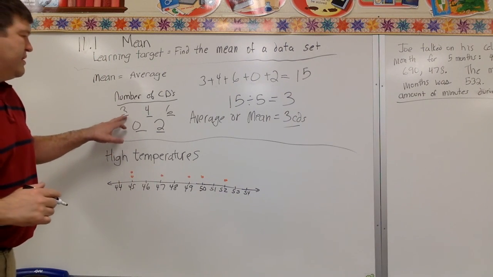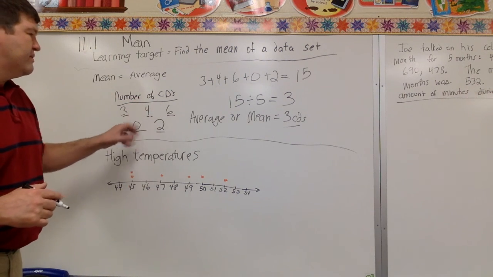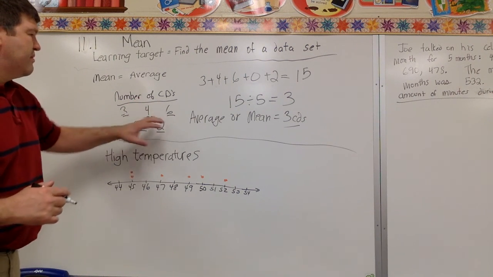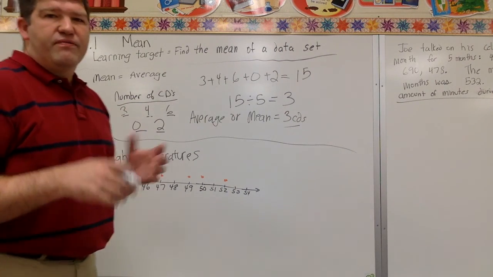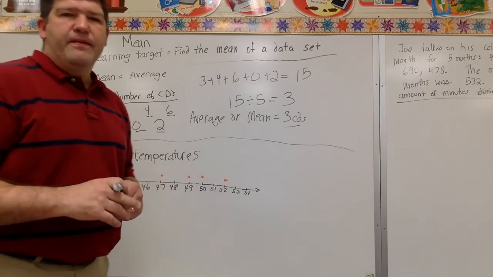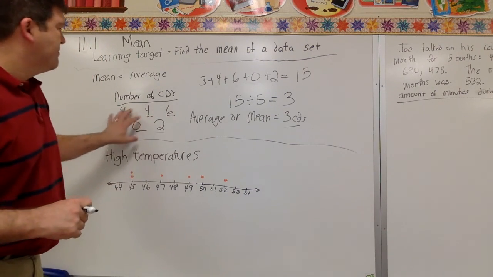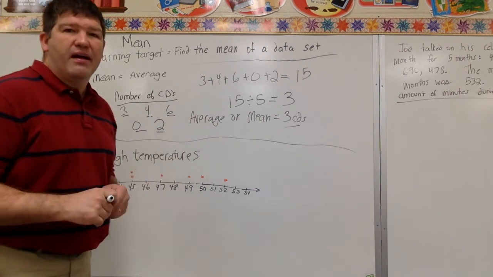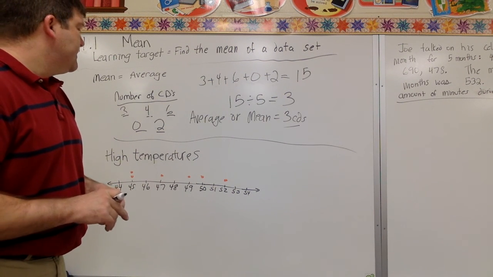This person has 3. This one has 4 and 6. So you can kind of see where 3 is right in the middle. What you're trying to do with average is find kind of the center, what do most people have, your average.